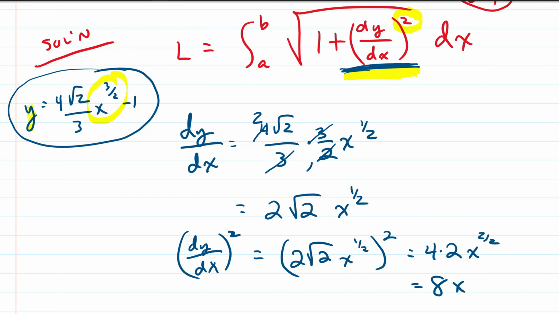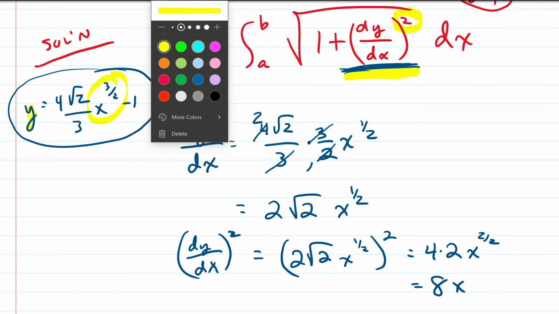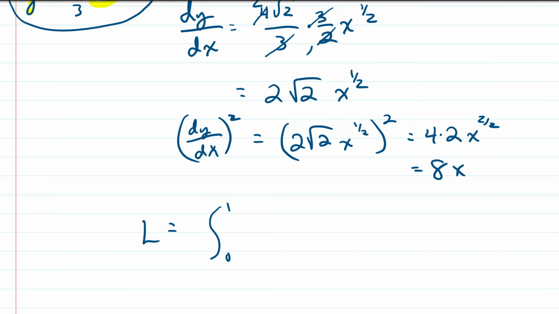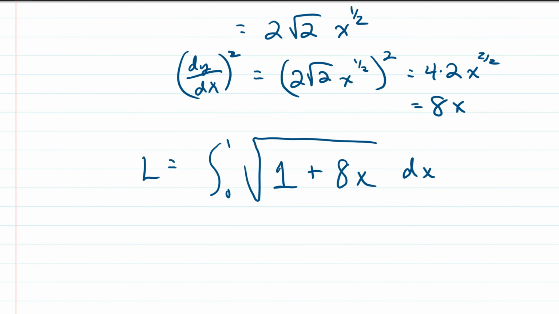All right, now taking a look at this further. So we have the dy/dx and we also squared it. So what else is going on? We have to say 1 plus that, what we just did, along with taking the square root of it. And let's not forget, we also are going to integrate as well. So let's take a look at all of that and rewrite what we have. So L is equal to the integral from 0 to 1 of the square root of 1 plus, and we just already did the dy/dx, and we squared it and got 8x, with respect to x.